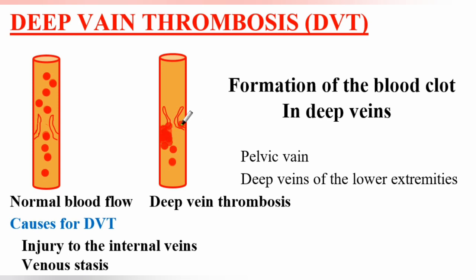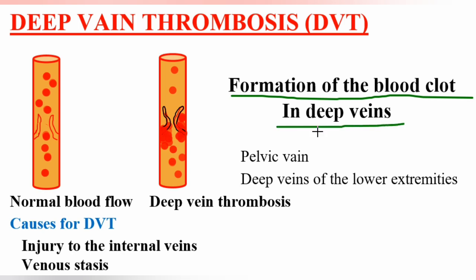Deep vein thrombosis, DVT. Deep vein thrombosis sometimes can be dangerous. What is DVT? DVT is formation of a blood clot in deep veins. DVT occurs in pelvic veins or deep veins of the lower extremities. DVT is most common after hip surgery.